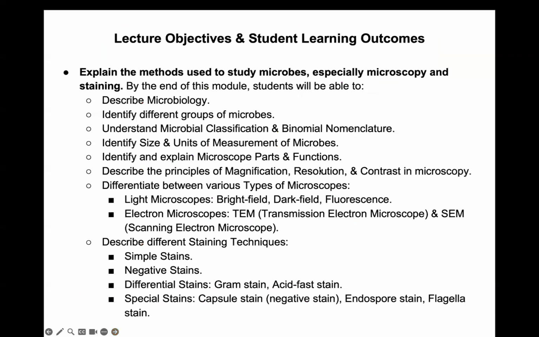So by the end of this whole lesson, you'll be able to explain the methods used to study microbes, to understand what microbes are, to understand a little bit about microscopes and the types of microscopes there are, and to understand cell staining. Now, in microbiology, microscopy and staining are very important because they help us diagnose a lot of infections. For example, if someone has a urinary tract infection, you would want to know what microbe is in their urine. So you might look at it under the microscope. You might also stain the urine and then look at it under the microscope.